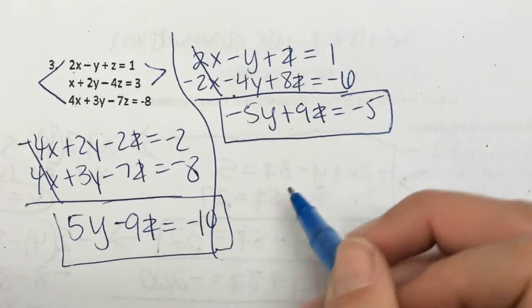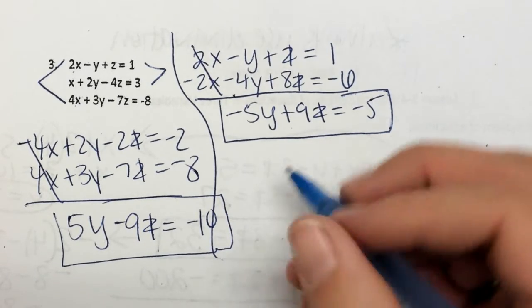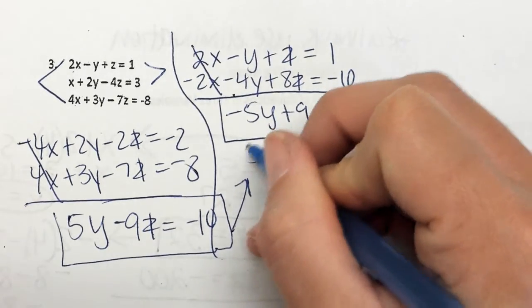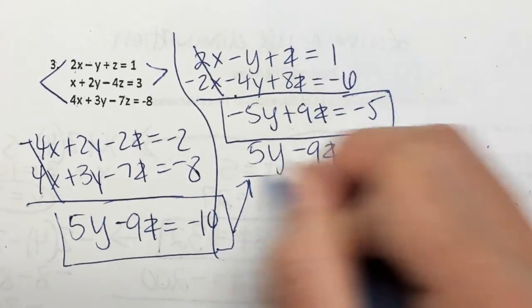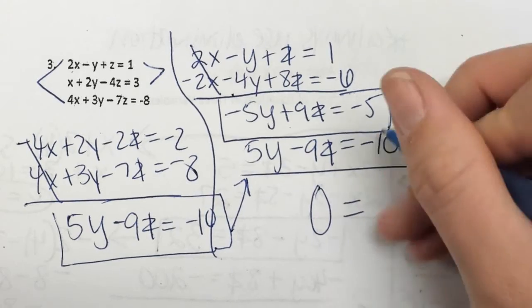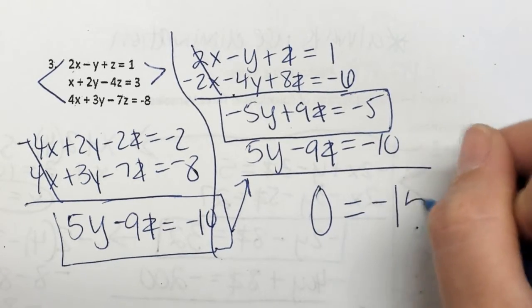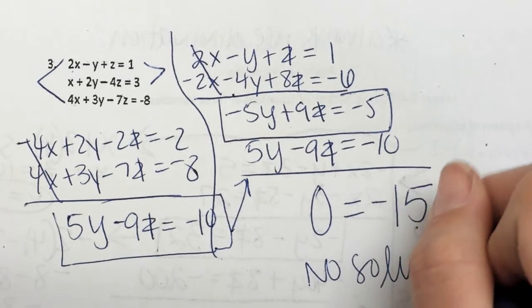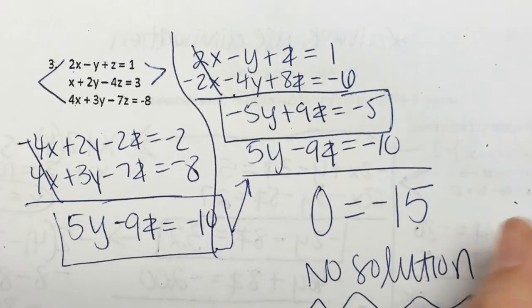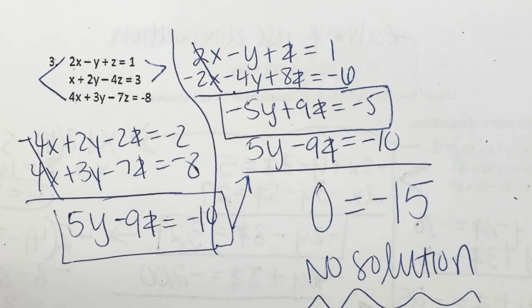I just need to do what? Do I need to change anything? So I just add them together. I'll write this one underneath. And you can see what happens to your variables. And on this side? Are those equal? So it would be no solution.